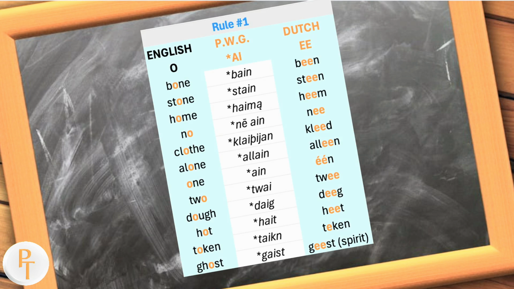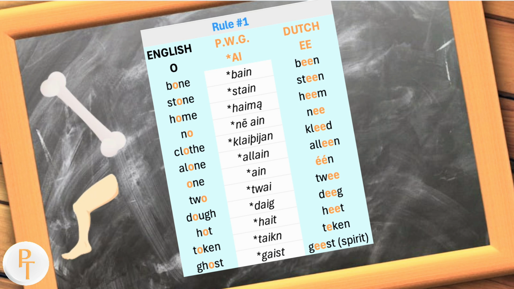Rule number 1. Words in Proto-West Germanic that have "ai", English turns them into O's and Dutch turns them into A's. I call Dutch the A language because this is a sound that you would hear pretty often. For instance, bone in Dutch is "been", but in Proto-West Germanic it had two meanings. It had the meaning of something long and stiff like a bone and the meaning of leg. Dutch keeps both meanings, but English keeps only the meaning of bone.